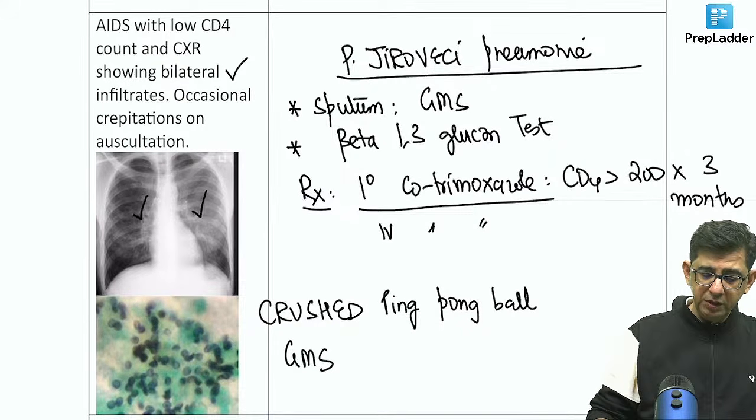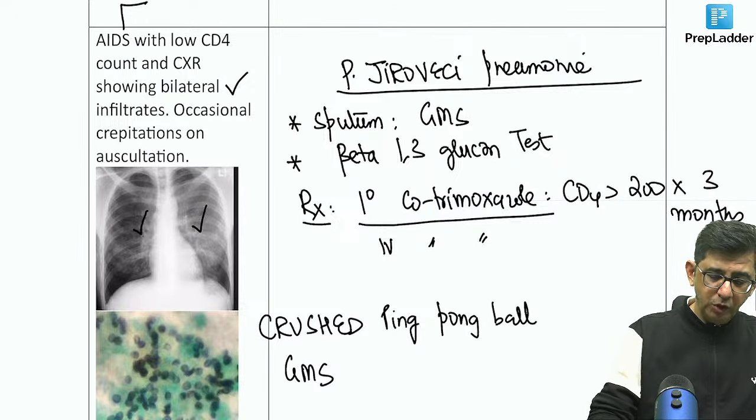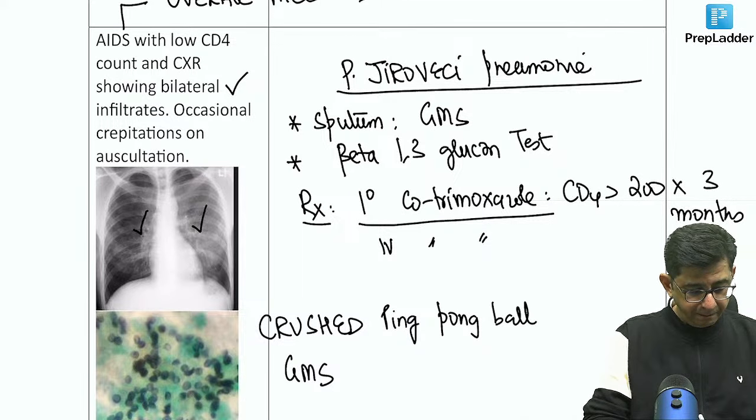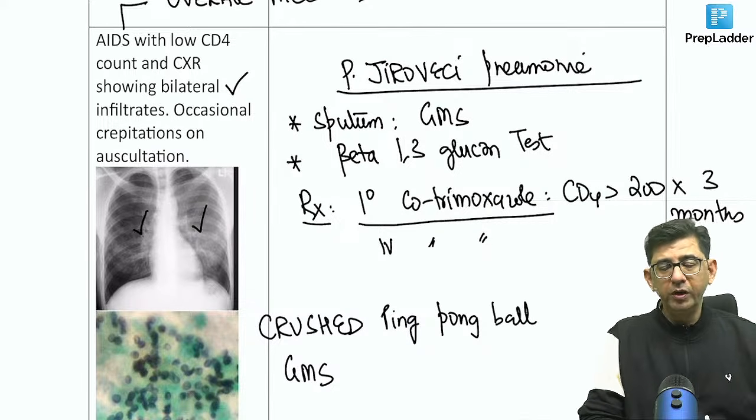Though overall, if he says in an AIDS patient, overall the most common cause of pneumonia, then don't answer jirovecii. Overall, if he says most common cause of pneumonia, galactomannan for aspergillus. Esophageal candida is not helpful in diagnosis of AIDS.